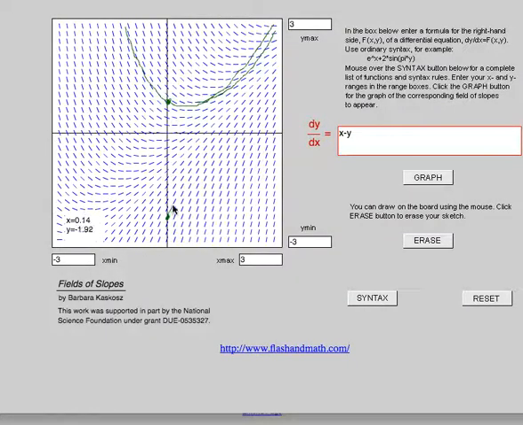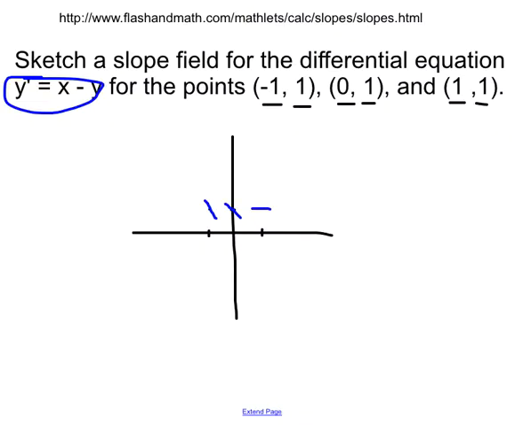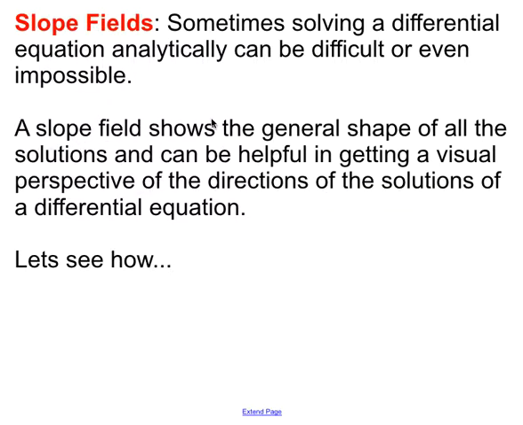If I follow this slope field, this particular solution looks something like this. It's a bad sketch, but those are all the possible plus C's. Any point I pick, I get a particular solution. So if we go back to that definition, which might make a little more sense now, it says a slope field shows the general shape of all the solutions and can be helpful in getting a visual perspective of the directions of the solutions of a differential equation.